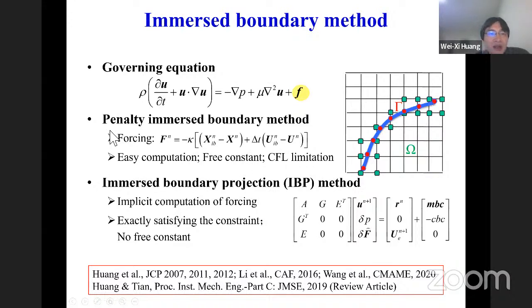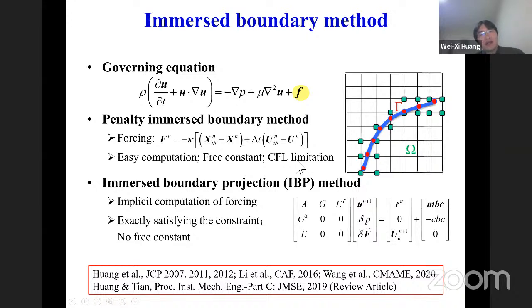One efficient way is to use the penalty method. The momentum forcing is formulated by assuming that the fluid particle and the solid particle are linked by a stiff spring. In this method, it's easy to compute the force, but it has a free constant, which should be very large. So it will have some limitation on the CFL number.